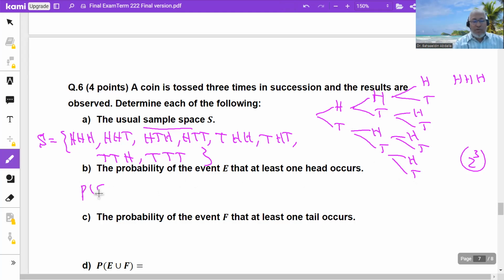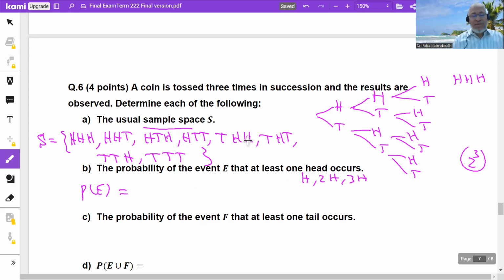The probability of the event E, that at least one head occurs. So what is the probability of E? E means at least one head occurs. At least one head means 1 head or 2 heads or 3 heads. So 1, 2, 3 are possible.